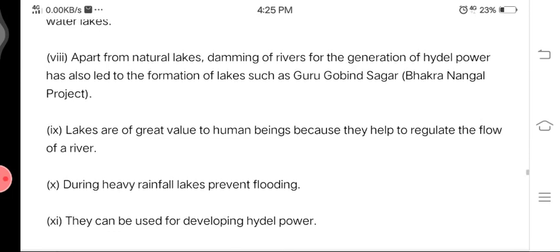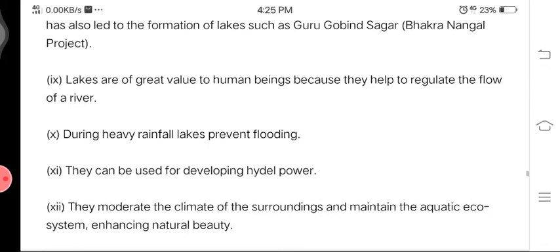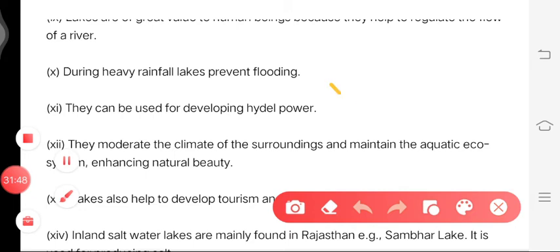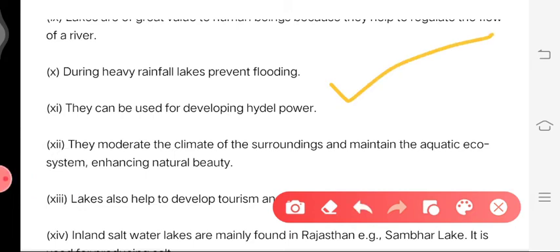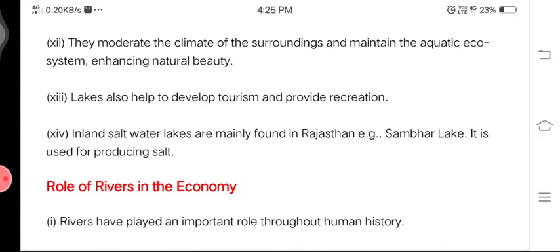Lakes are of great value to human beings because they help to regulate the flow of a river. During heavy rainfall, lakes prevent flooding. They can be used for developing hydropower. They moderate the climate of the surroundings and maintain the aquatic ecosystem, enhancing natural beauty. Lakes also help to develop tourism and provide recreation.